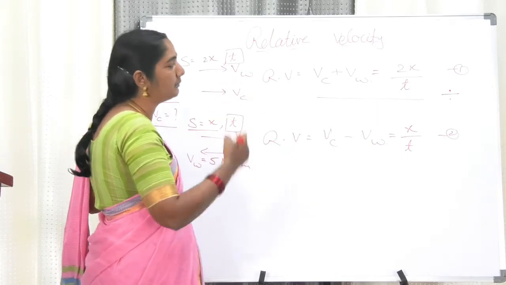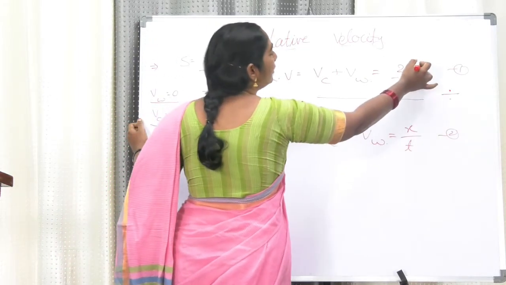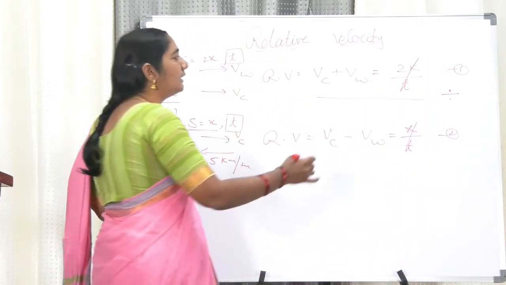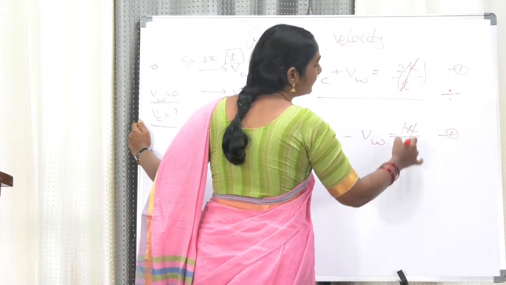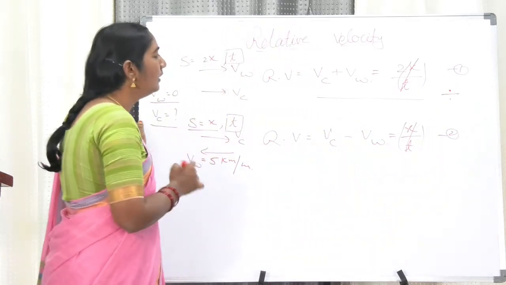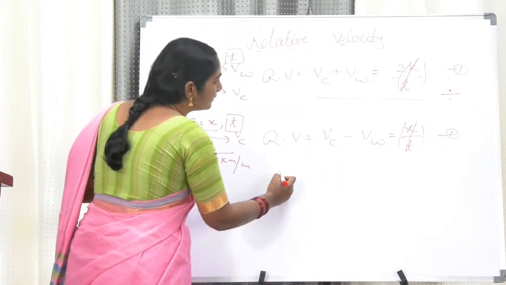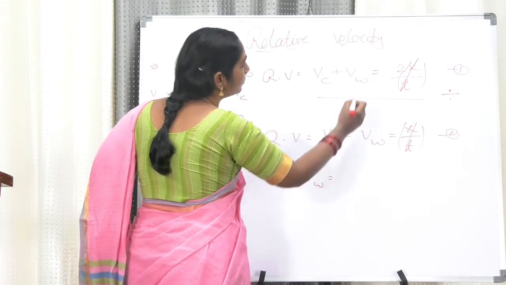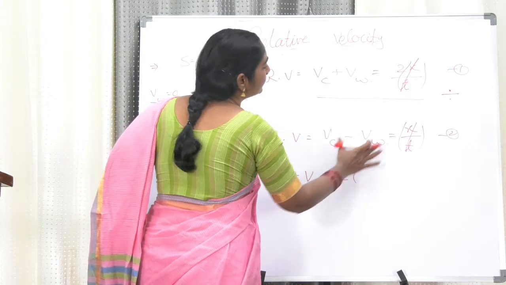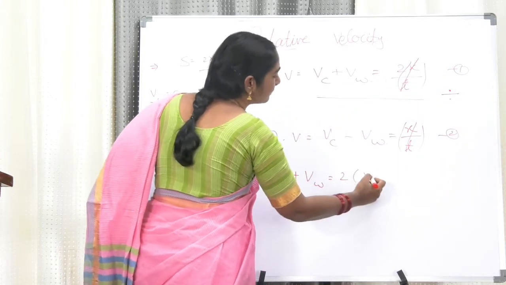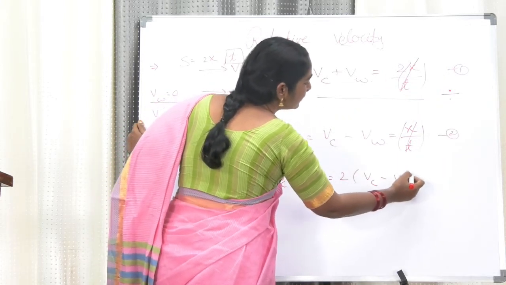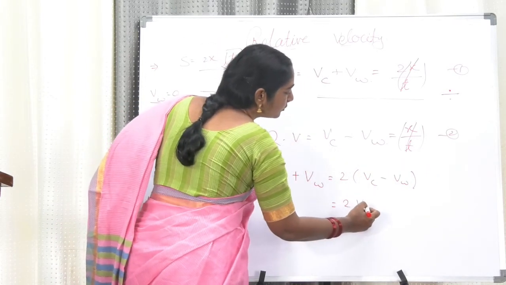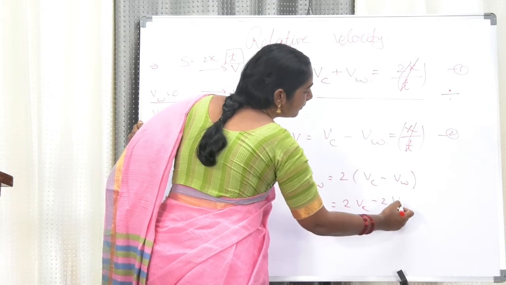You can write a statement. Now when you are dividing, this x by t term is getting cancelled. Now the next step: the velocity of the cyclist plus the velocity of the wind is equal to 2 into, with cross multiplication, the velocity of the cyclist minus the velocity of the wind. Now if you just open the bracket.